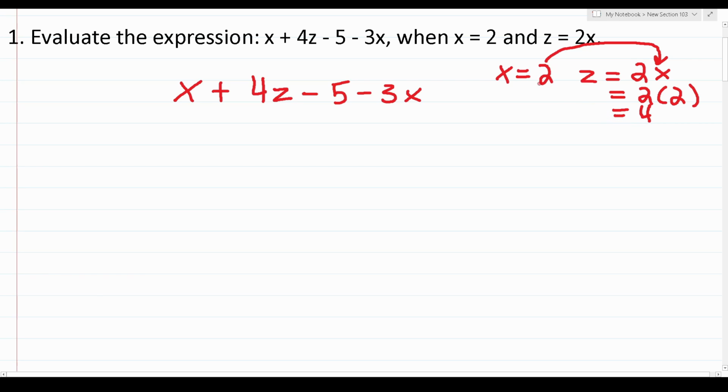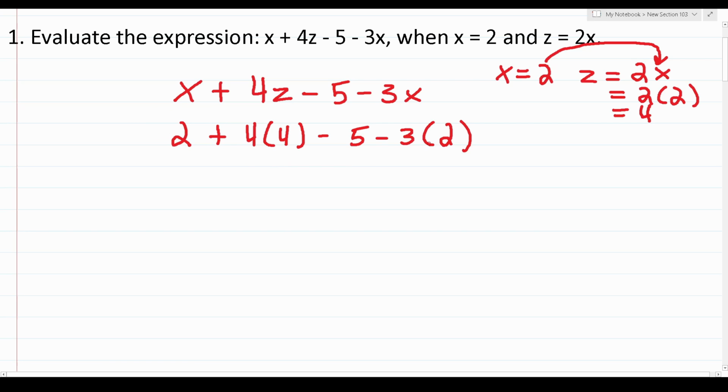So now we can plug in 2 for x and 4 for z, and then simplify this expression accordingly. All right, so let's go ahead and do that. This becomes 2 plus 4, again, z is 4, minus 5 minus 3 times x, x is 2. All right, let's work this out now. Again, according to the order of operations, we do multiplication before addition and subtraction.